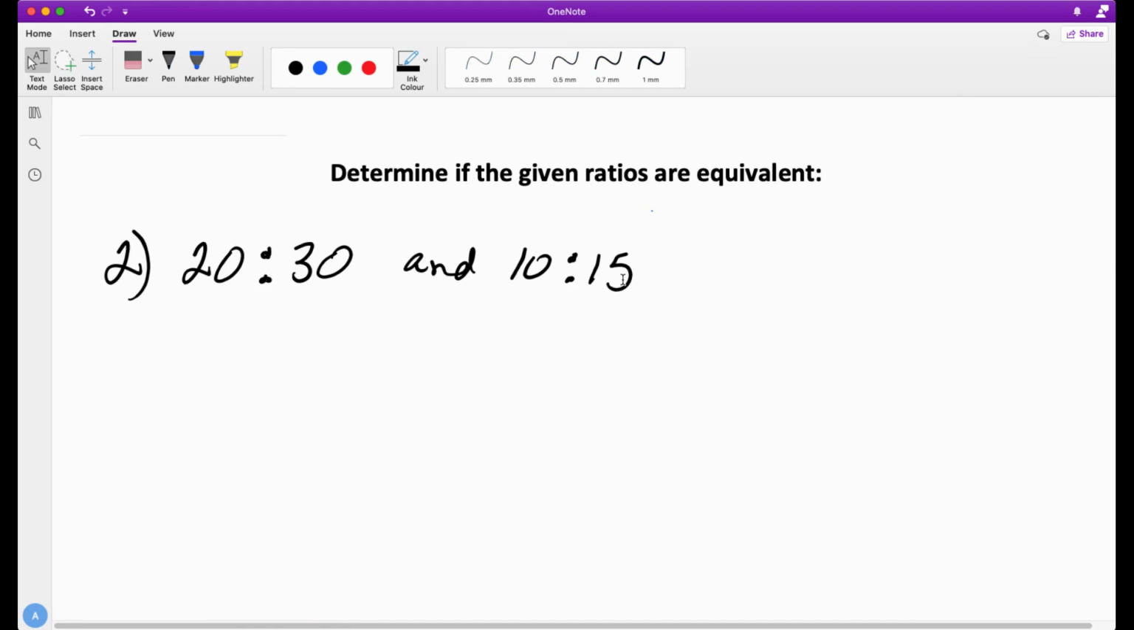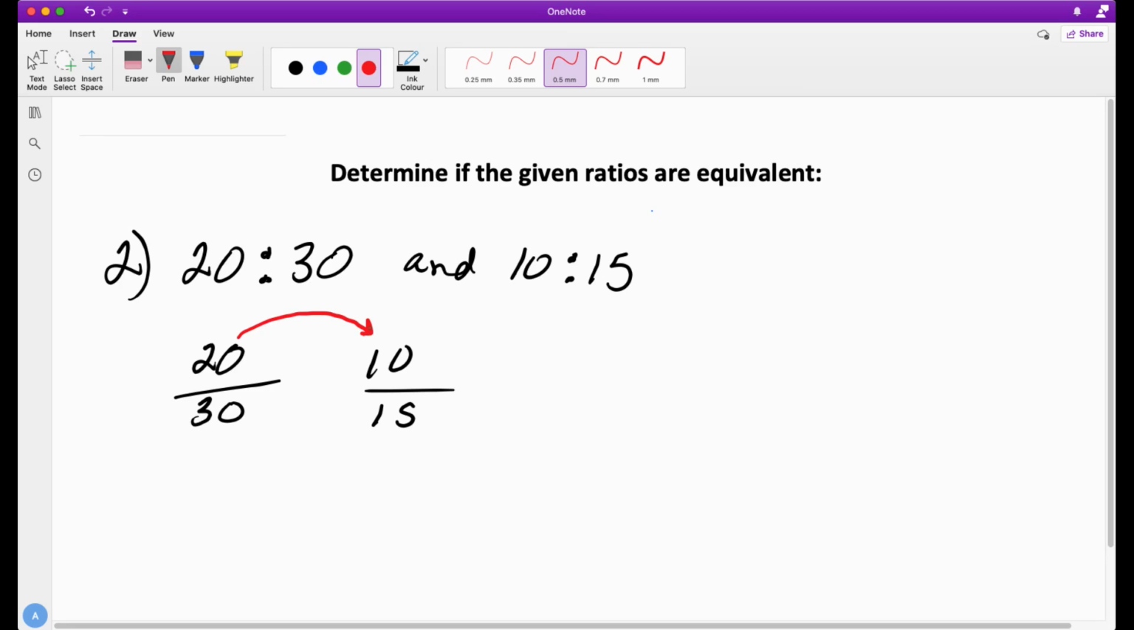All right, so we want to determine, are the ratios of 20 to 30 and 10 to 15 equivalent? Well, we can set them up as fractions and write them next to each other. The other way that you can determine this is to look from one of your numbers to the other and say, okay, in order for me to get from 20 to 10, I would have to divide by 2. So then the other one would have to stay consistent as well. So we would also have to divide 30 by 2 to give us our other number.